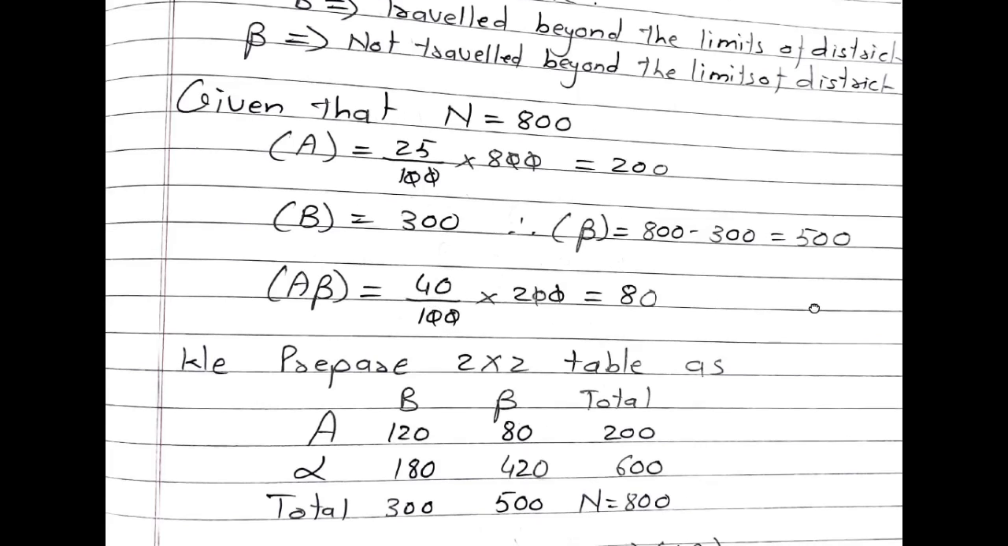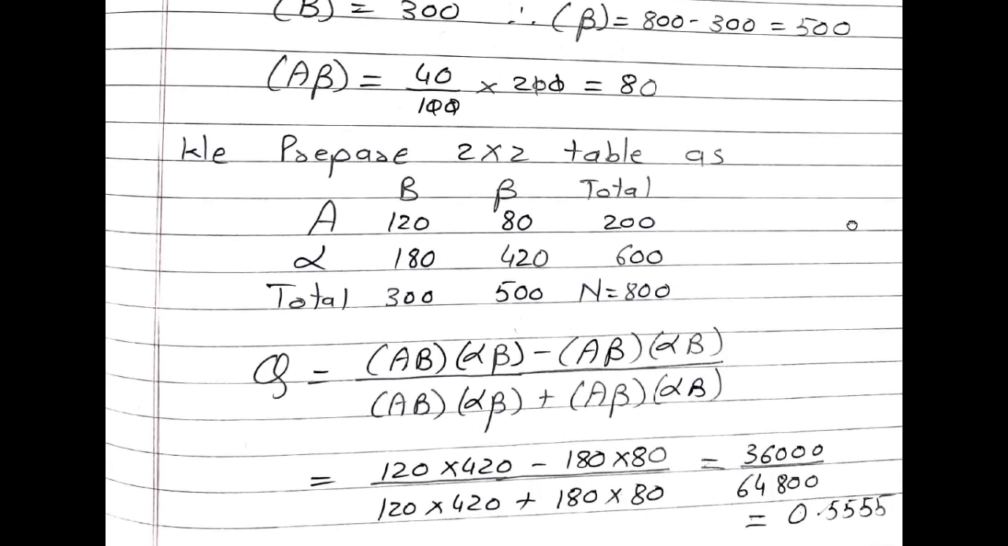Now we will write the information in a 2x2 contingency table. A, alpha, total; B, beta, total. The value of n is given as 800. Frequency of class A is 200. Frequency of class B is 300. And frequency of class A beta is given as 80.